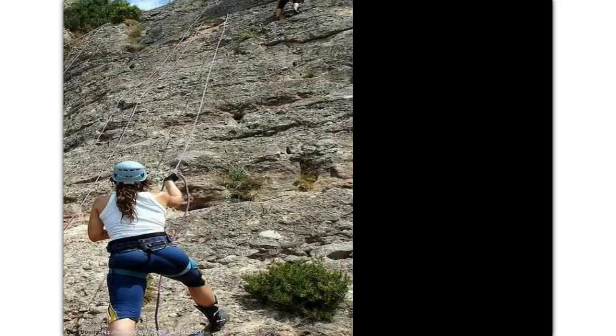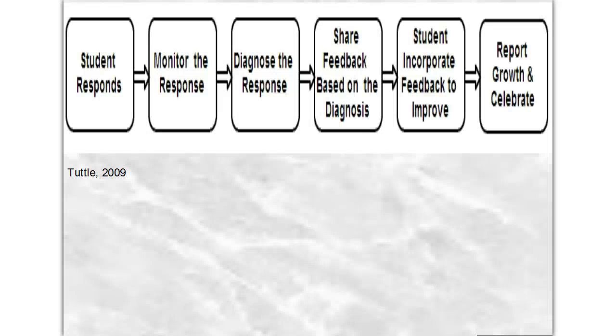Through formative assessment, we offer our students safety ropes to success. They can climb up in their speaking with our structured help through formative assessment. The steps in formative assessment are: student responds, someone monitors the response, diagnoses the response, shares feedback based on the diagnosis, the students incorporate that feedback, and the students report growth and they celebrate.